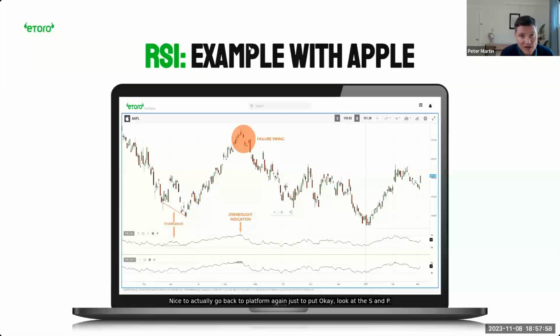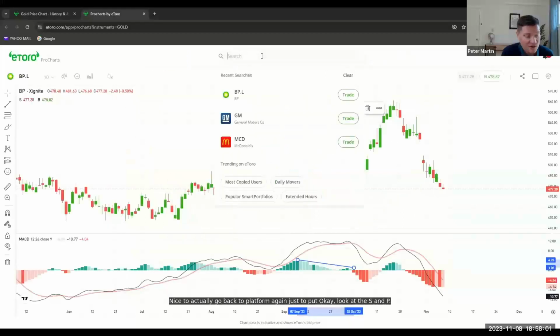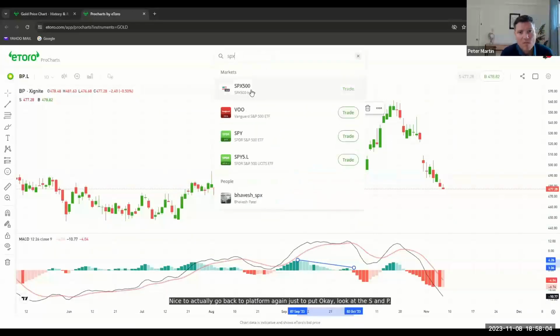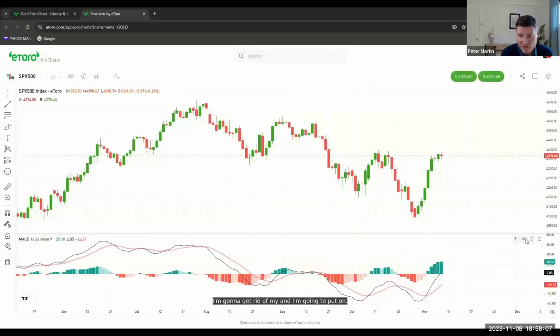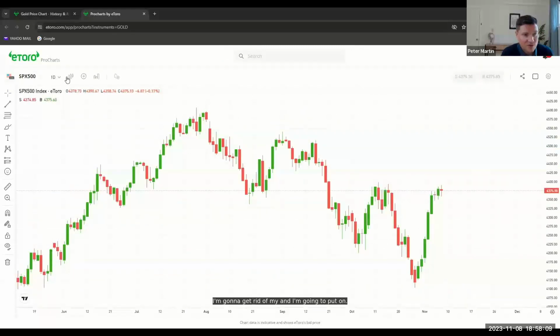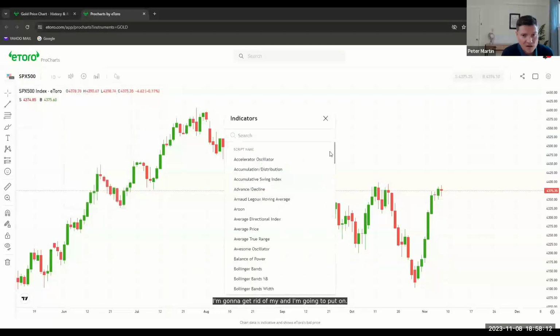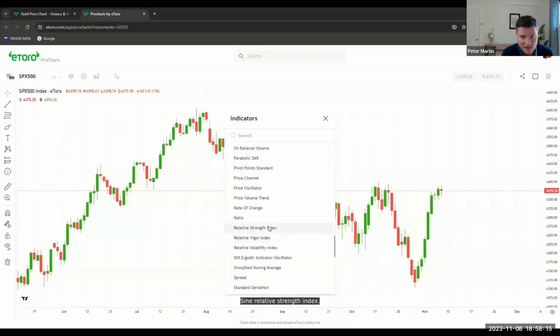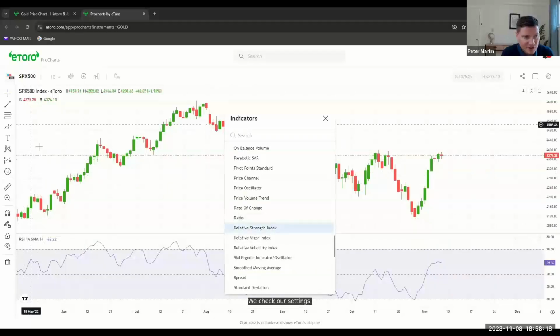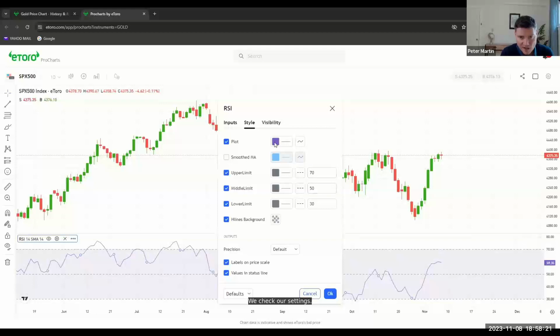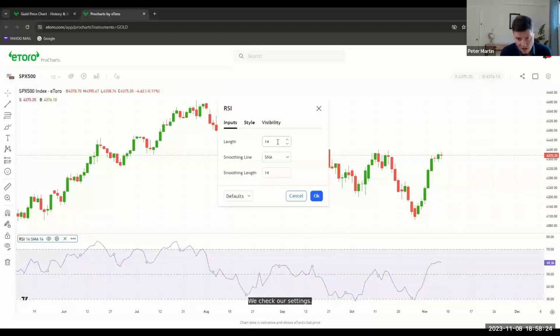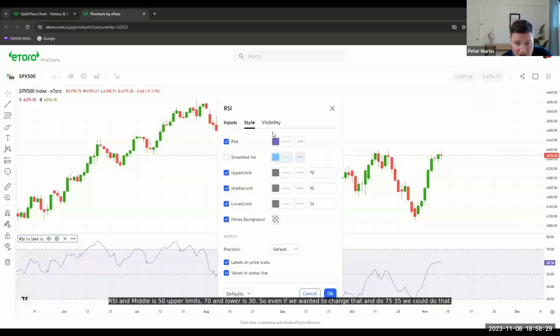Let's actually go back to the platform again. I'm going to look at the S&P. I'm going to get rid of my MACD, and I'm going to put on RSI, Relative Strength Index. We check our settings. It's a 14-day RSI, and middle is 50, upper limit is 70, and lower is 30. So if we wanted to change that and do 75, 35, we could do that.